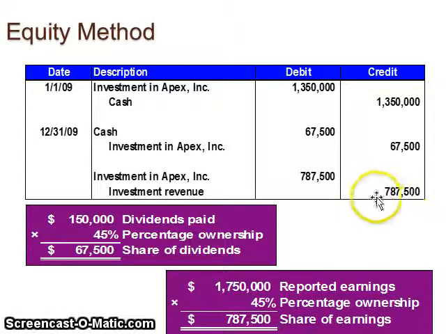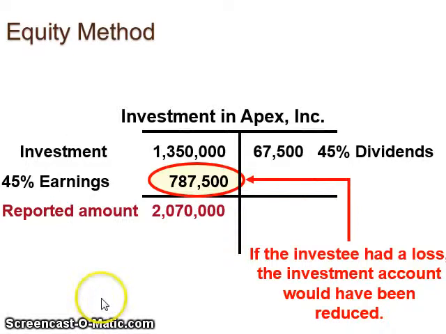And we are actually going to record revenue, even though it's not technically Matrix's revenue, it's technically Apex's revenue. We are going to record that revenue that they made, $787,500, as revenue on our income statements. So from a T account perspective, this is what our investment in Apex looked like. Our original investment, the reduction by dividends, the increase by earnings. So our investment in Apex at this point is $2,070,000.